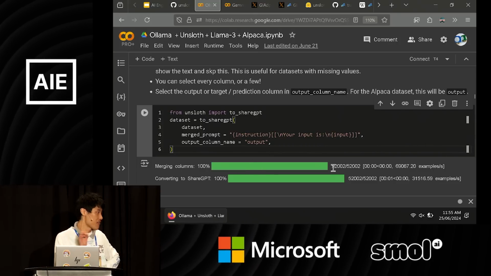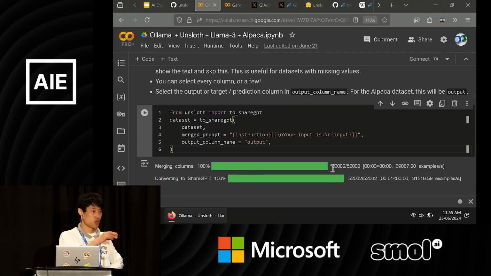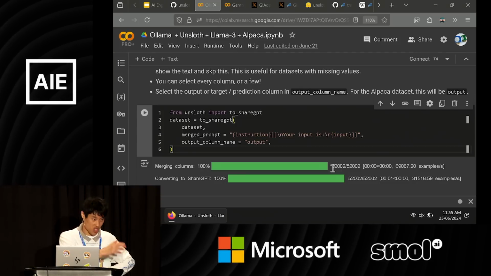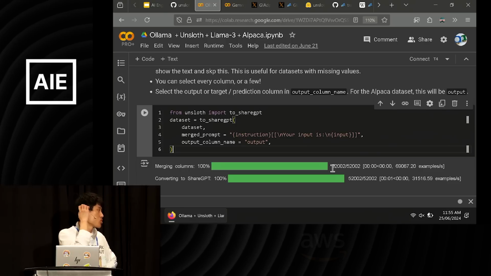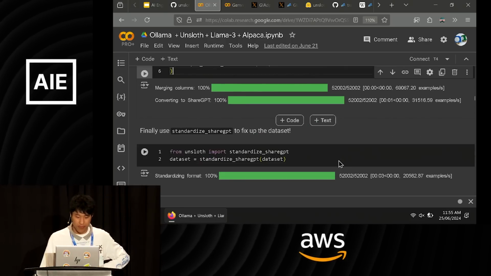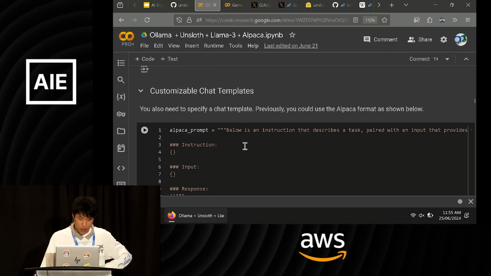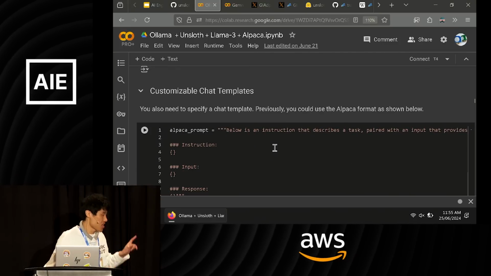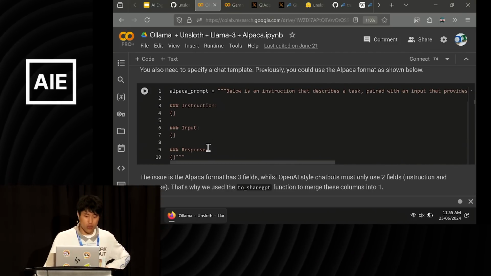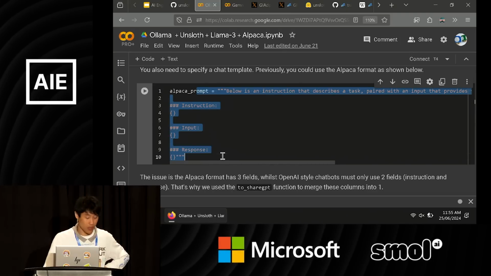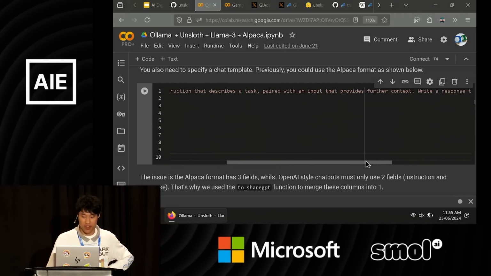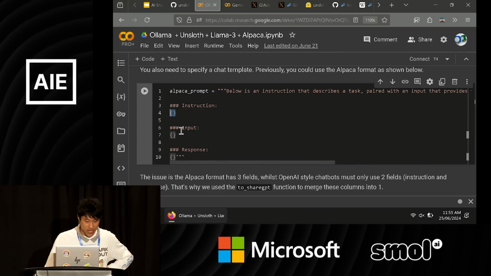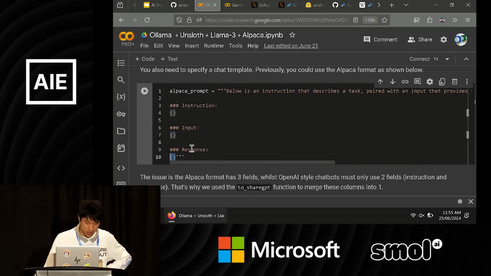We noticed that every single provider requires you to use only one column for instruction and one output column. Now you can have as many columns as you like, but you must define the chat template. And we also have a customizable chat template. Before, when you do fine-tuning of language models, you have to use the alpaca prompt in our other notebooks: below is an instruction that describes the task paired with an input. You put your instruction here, your input here, and your output here, right?